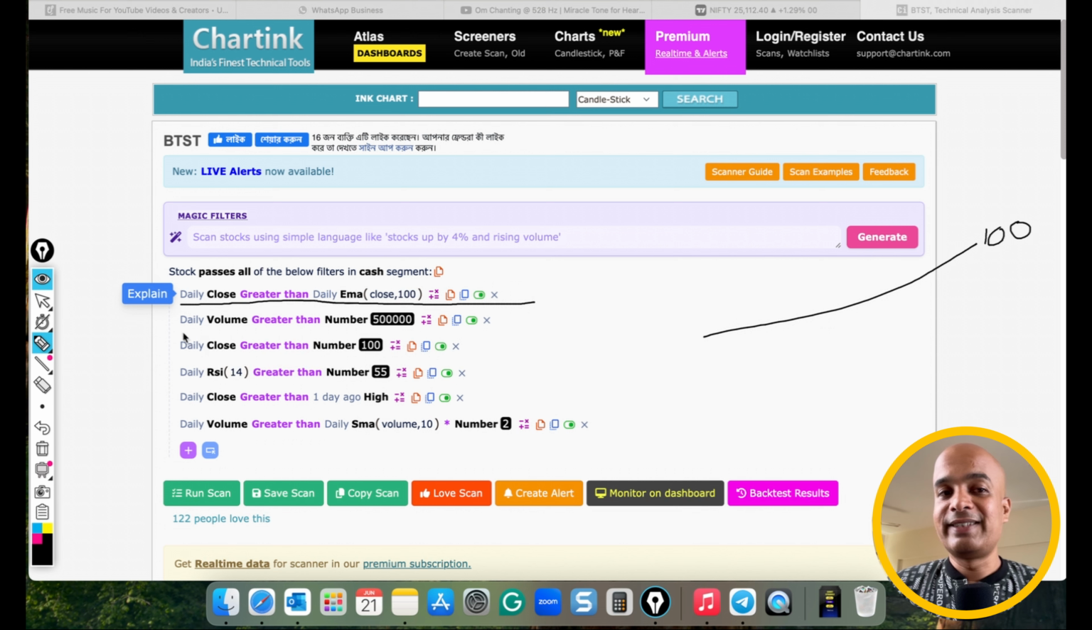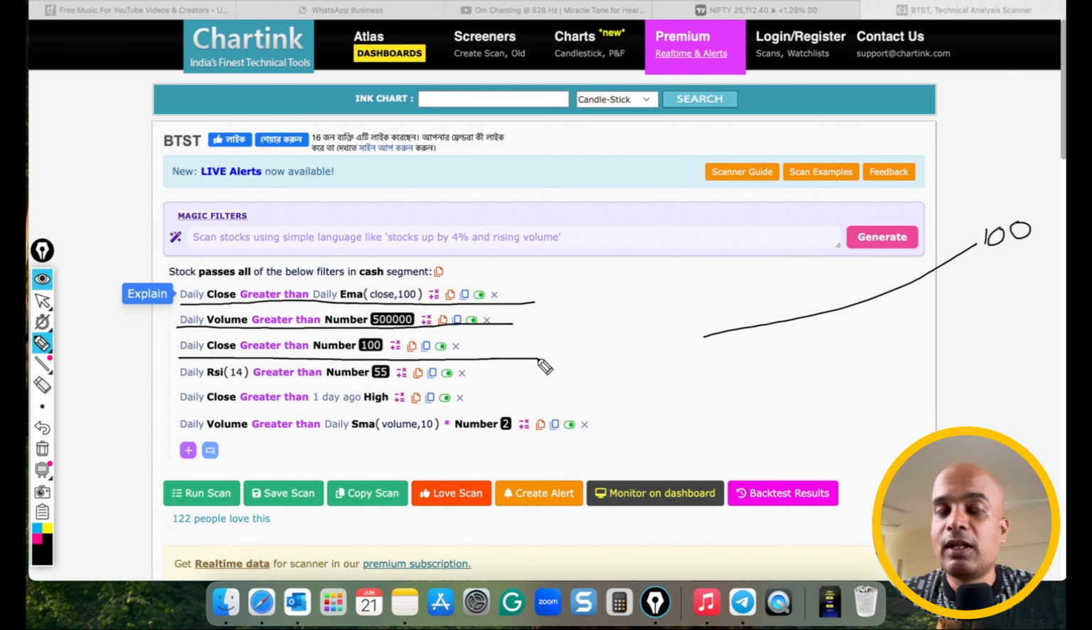That is one. And the second criteria is daily volume greater than 5 lakh. It means they are shortlisting only the active stocks. Suppose there might be some operator stocks with 5,000 volume, or 2,000 volume, 3,000 volume, or maybe within 50,000 volume. So they are removing the operator stocks. Okay, that is the second criteria. And see here, this is very, very important, but it looks very silly. Daily close is greater than number 100. You might be thinking why it is necessary. It means they are shortlisting the stocks whose current market price is above 100.